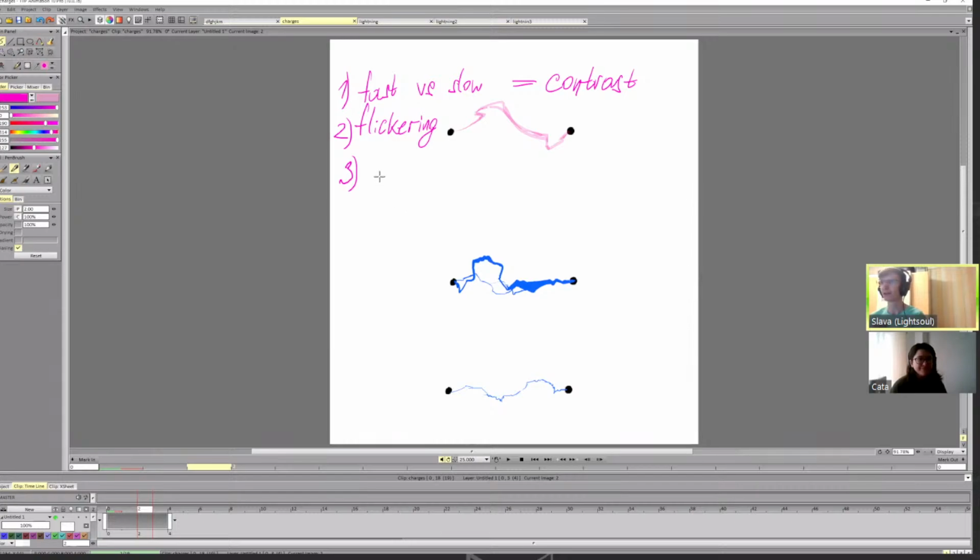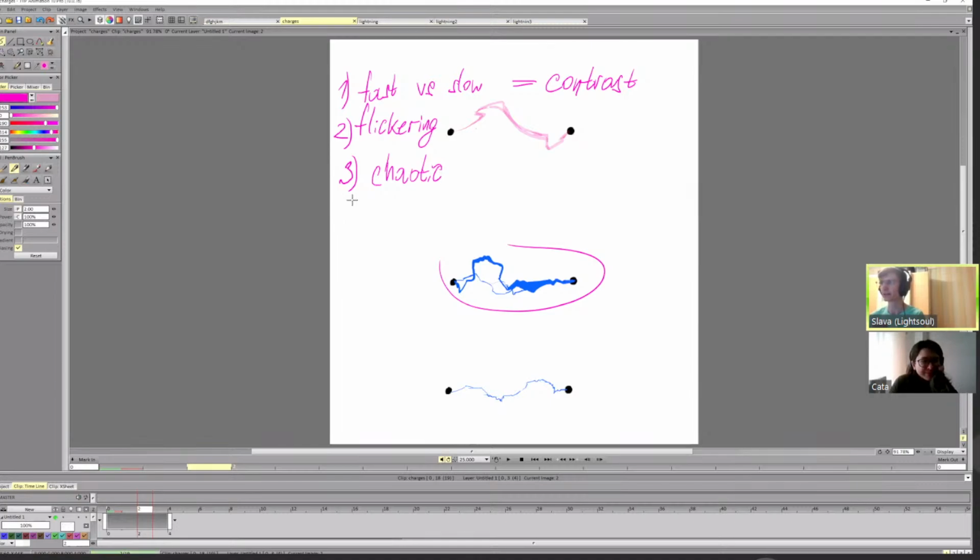So the third thing is chaotic changes or chaotic form. Electricity is generally pretty chaotic, which is represented by these things. This is way more stylized. This is a bit of a different story.